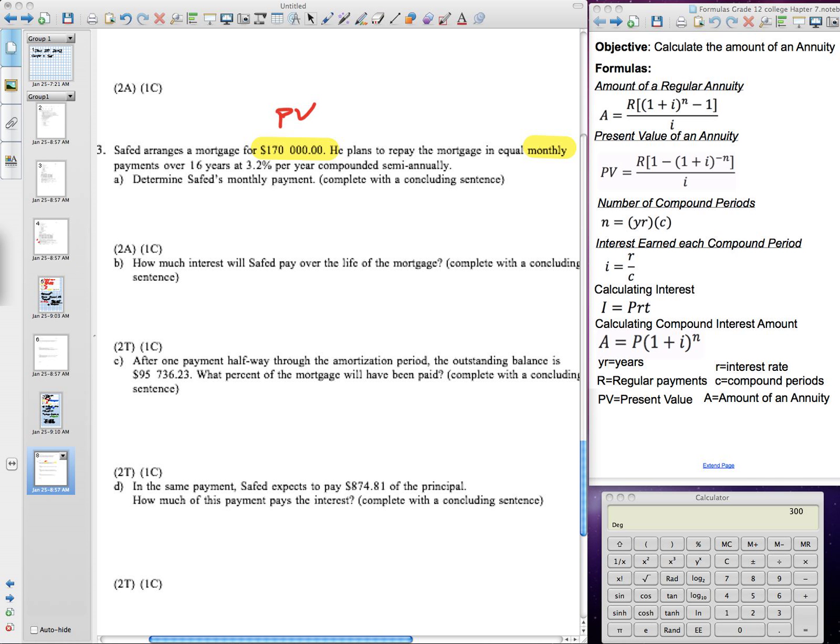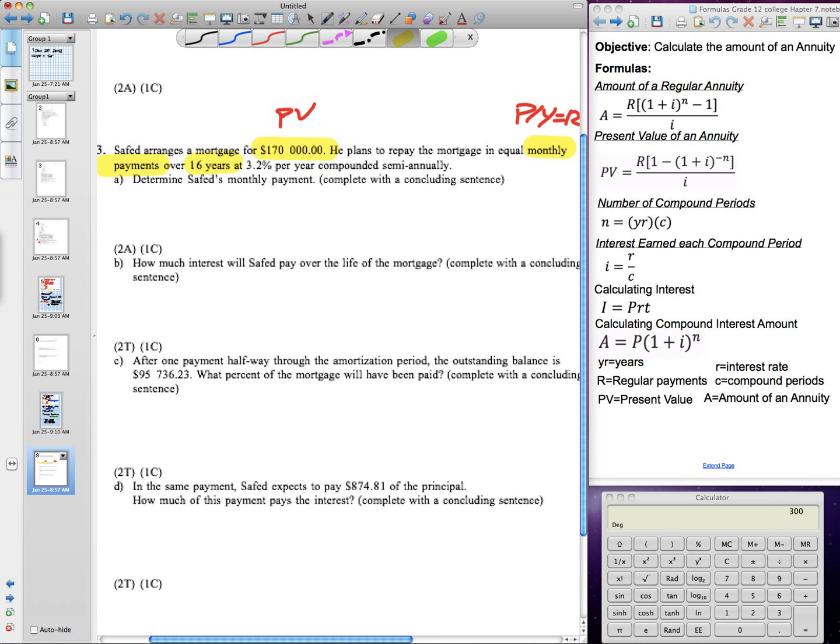It says that he plans to repay on monthly payments. So we're going to highlight that part. Monthly payments means how many times a year are they making a payment? How many times a year are they making a payment, guys? Ramel, how many times are they making payments monthly? So they're making 12 payments a year.